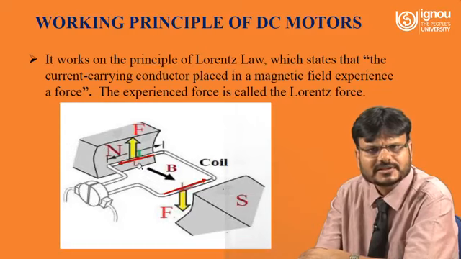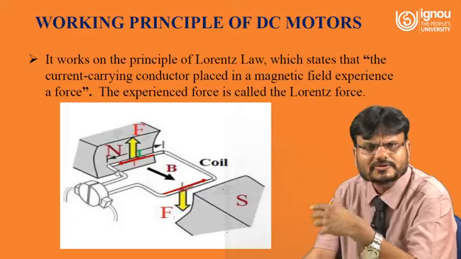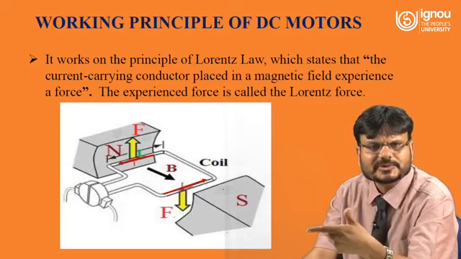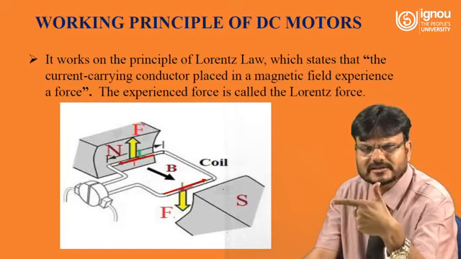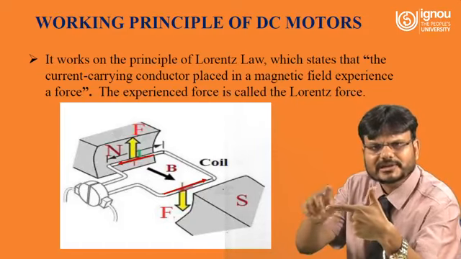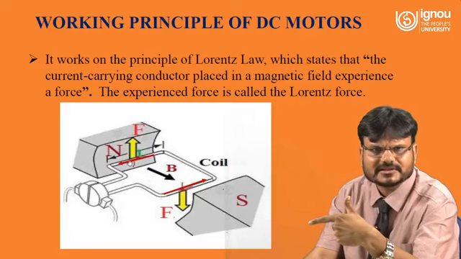This is the north pole, this is the south pole. Here you can see the direction of the magnetic flux B, and the direction of the current is in this way, from this to this direction. Now you have to find out what will be the direction of the force in this current carrying conductor. Just apply Fleming's left hand rule. This finger shows the direction of the magnetic field, which is shown by this black arrow B.